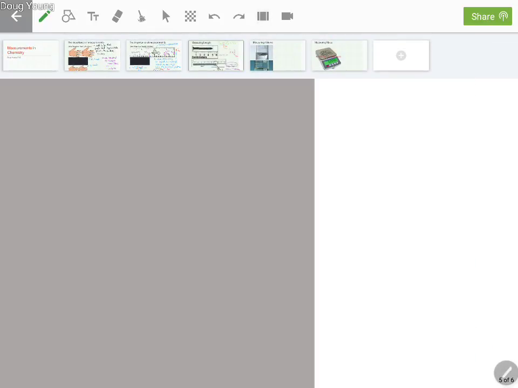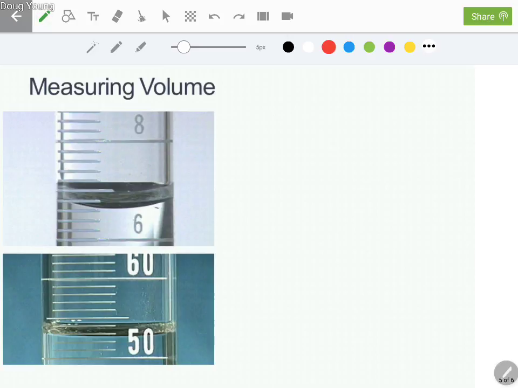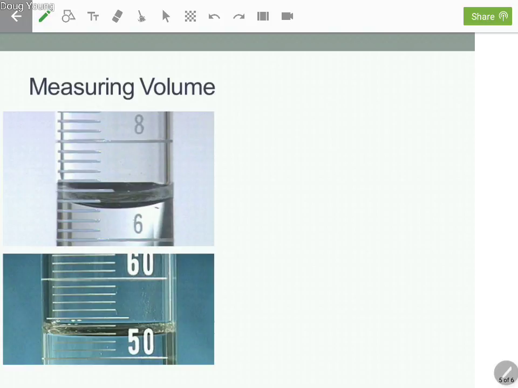We can do this with measuring volumes. So here I have a couple of graduated cylinders. We'll do the same exact thing. Graduated cylinders, they're basically like rulers on their sides, right? But when we're measuring liquids, you always want to measure from the bottom of the meniscus, right? So measuring volume, we always measure from the bottom of the meniscus.